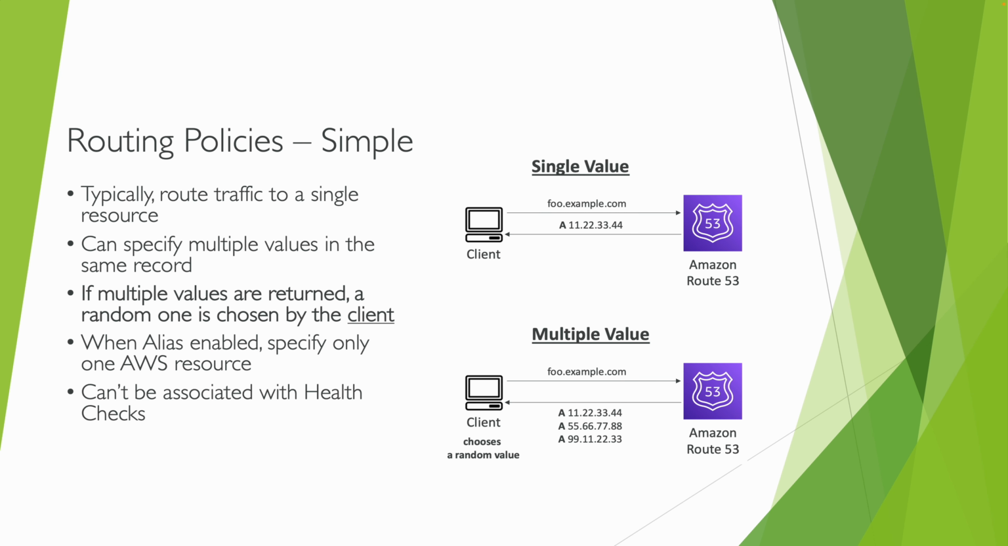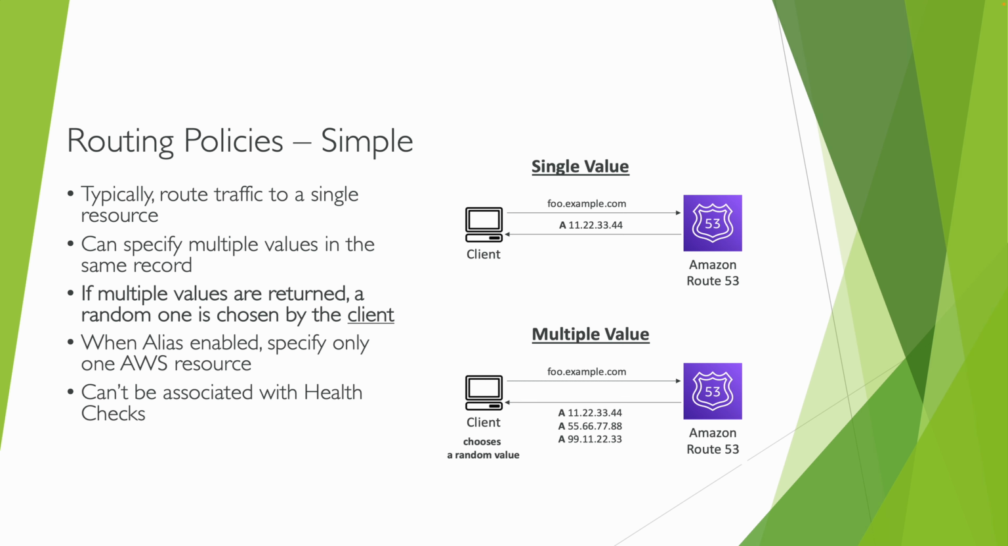So first thing is simple routing policies. As the name suggests, it is very simple. Typically this routes the traffic to a single resource, and we can also specify multiple values in the same record. If multiple values are given, it may pick any one resource randomly. When alias is enabled, it specifies only one AWS resource, so it can't be associated with health checks. We cannot keep any health checks for this. We just give the IP address and redirect the traffic to that particular IP address, which may be a single IP address or multiple IP addresses. So we'll see how this works.